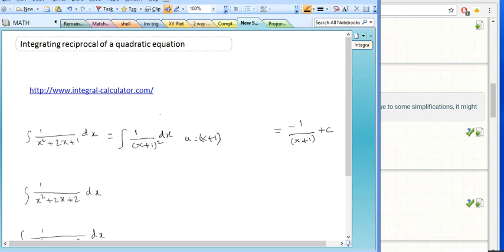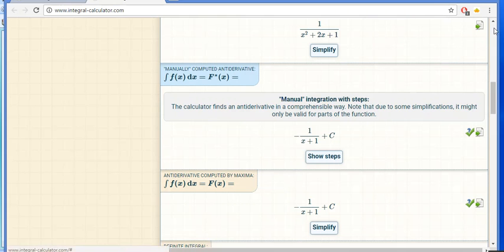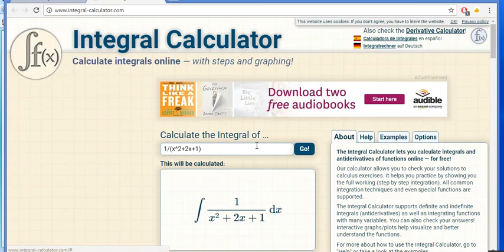So what about the next problem? Do you have some intuition as to what the answer might turn out to be before I actually try it out? Okay, so I'm going to change x square plus 2x plus 1 to x square plus 2x plus 2.